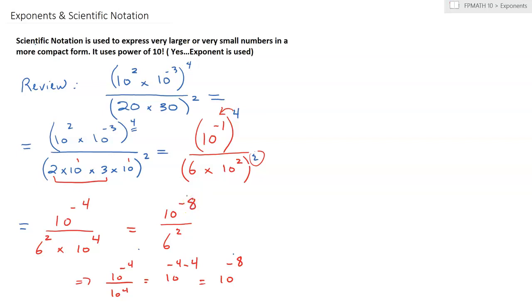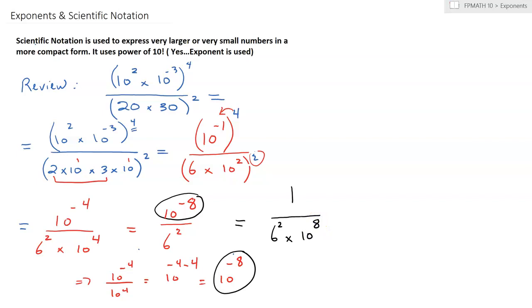Okay, and here is the thing with this, this is the side note right there. That's how we got that. Now here's the final thing. We cannot leave our exponents in negative form, so we have to change that to positive. If you remember, we have to bring that down. So the final answer to that would be 1 divided by 6 squared times 10 to the power of 8.